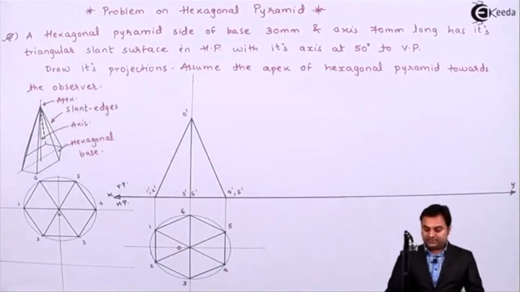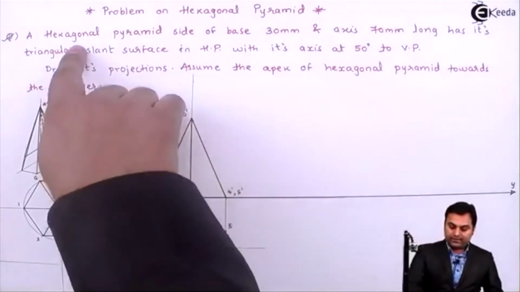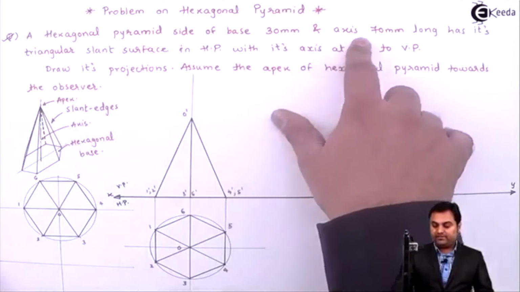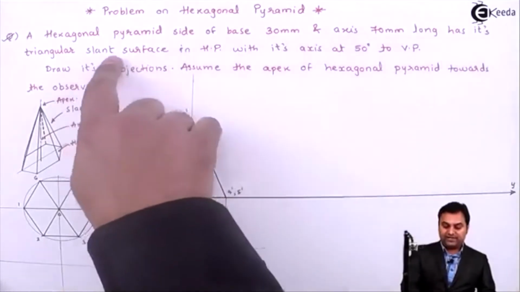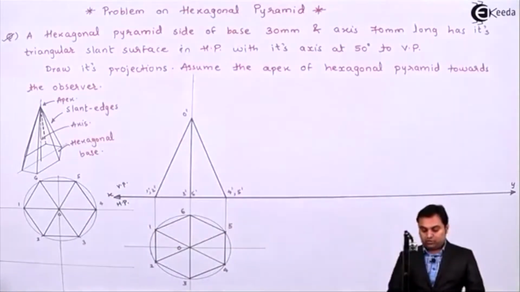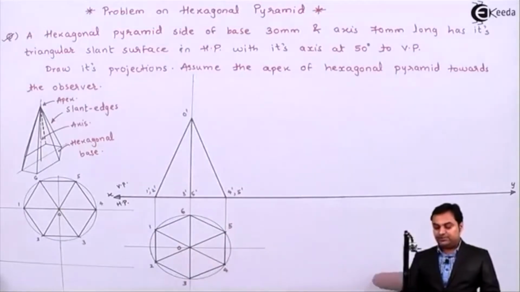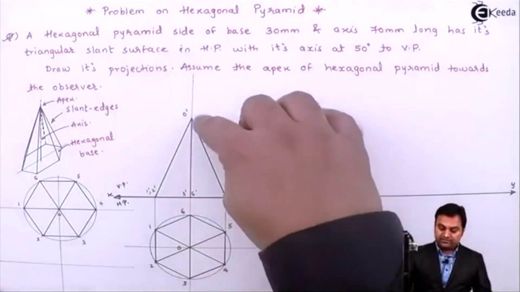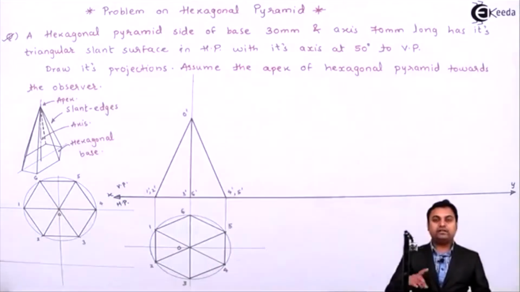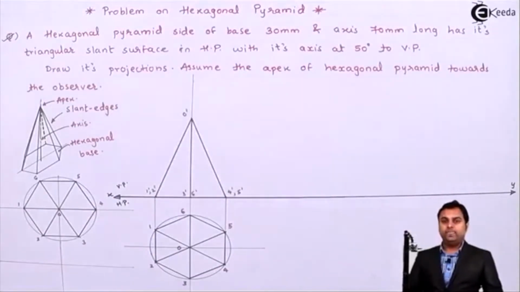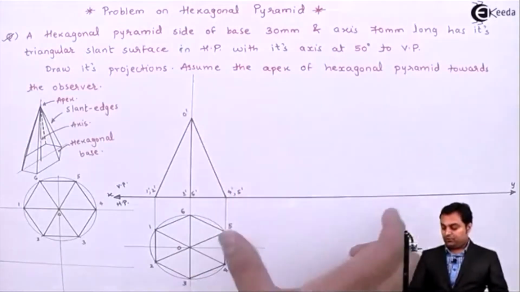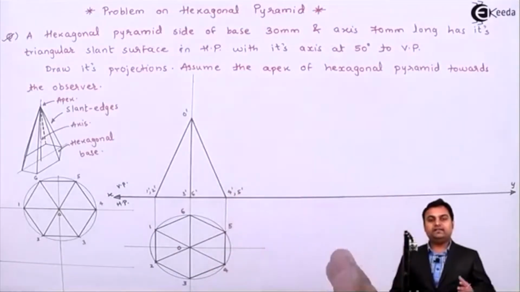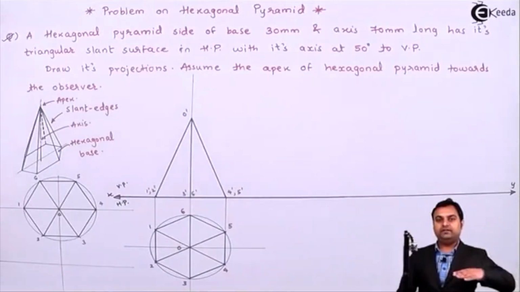Next, after completing this condition, it is given that the hexagonal pyramid, side of base 30 mm and axis 70 mm long, has its triangular slant surface in HP. So we have to make this triangle in HP. For that, if we are looking from front, the triangular face O dash 4 dash 5 dash is looking like a line in the front view. So if I make this line coincide with XY, then I can say that the plane is resting in HP.